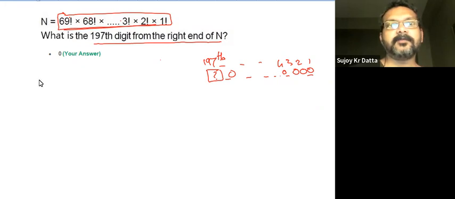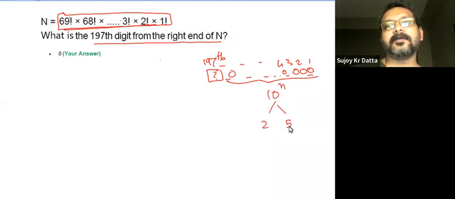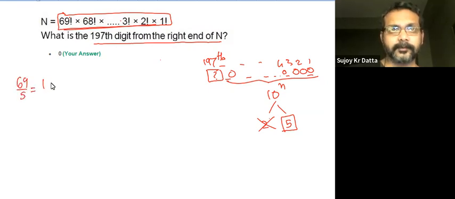So 69 factorial, for finding out the zeros, I have to look at the powers of 10. Powers of 10 means powers of 2 and 5. Obviously 2 will be way higher, so we can just ignore that. We'll just focus on the 5s. So 69 factorial for 5 would be 69 by 5, that's 13, and 13 by 5, so you'll get 16. So 5 to the power 16 basically.